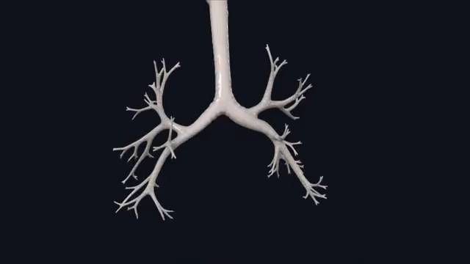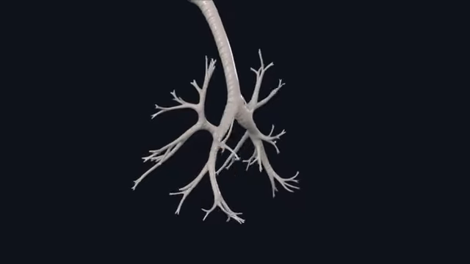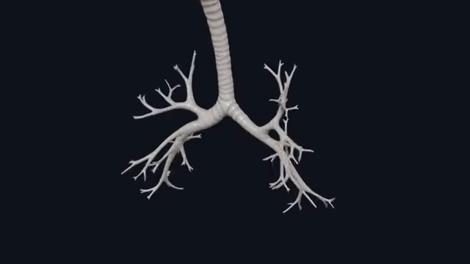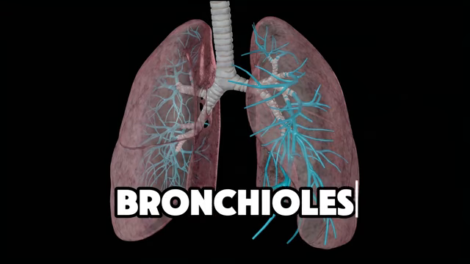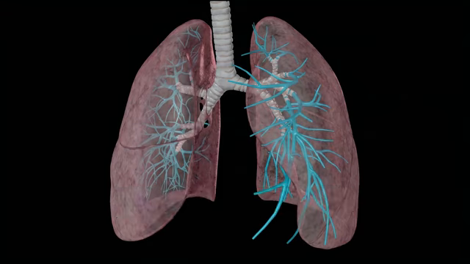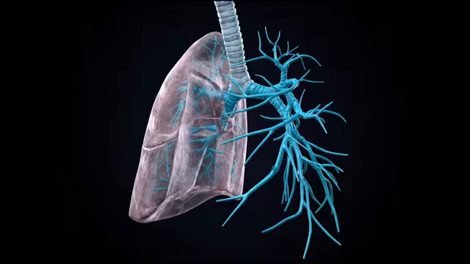The walls of the bronchi also contain cartilage, just like the trachea, which keeps them open. However, as the bronchi get smaller and smaller, the amount of cartilage decreases. Bronchioles. Segmental bronchi keep dividing repeatedly, and at a certain point, the cartilage completely disappears. Beyond this point, they are called bronchioles.